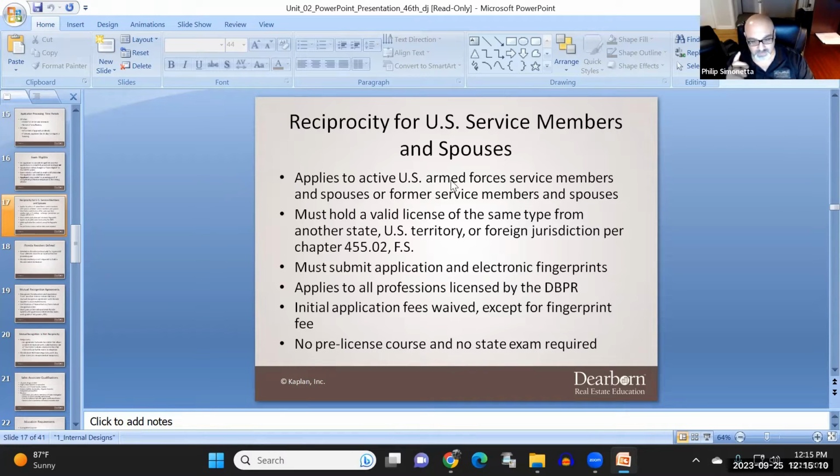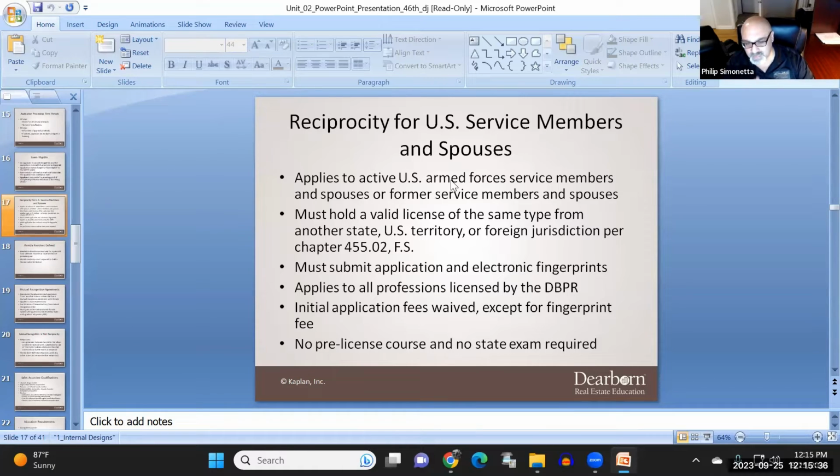Barber, financial, anything. The initial application fees are waived except the fingerprint fee, and no pre-license course and no state exam are required. So if you're in the military or ex-military and you have a license in another state or any of those jurisdictions, all you do is fill out the application, get your fingerprints, and you get your license automatically.